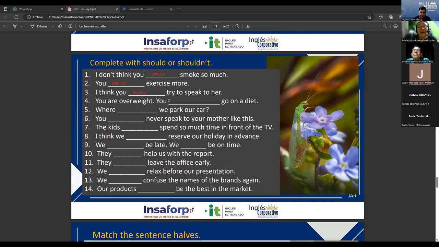Dieta, imagínense. You should go on a diet. Vaya, nos hablan. Talking about the teacher. Hey, teacher, you are overweight. You should go on a diet. Lo veo, teacher. No, not three pupusas, only two pupusas. Don't mess with my pupusas. We are fitness. No se meta con mis pupusas.